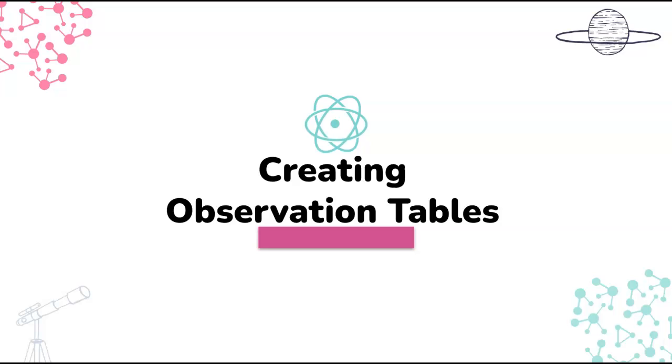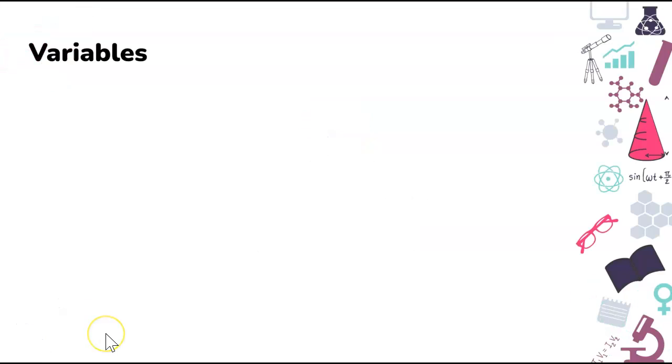All right, let's talk about creating observation tables. Now, when you're performing experiments, one of the more important aspects of it is actually collecting and keeping track of your data. And to do that properly, you're going to do that in an observation table. So before we get into actually creating a data table, let's talk about variables because that's what we're going to be using to actually create our data table.